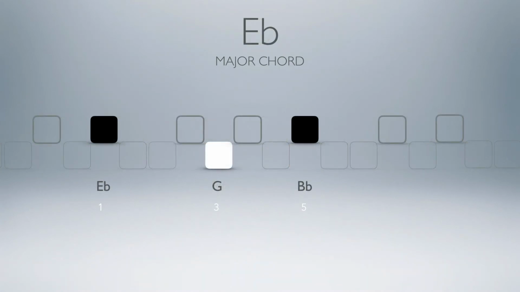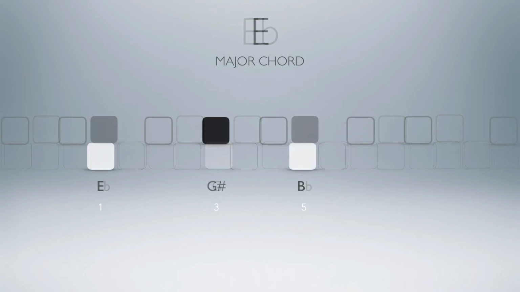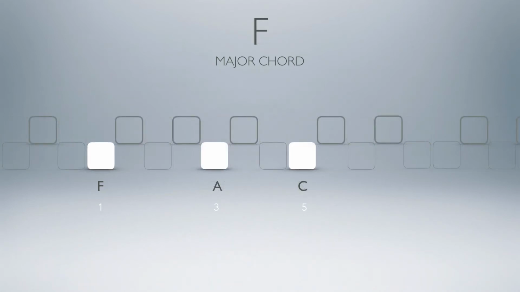The visual pattern of the perfect major chord of E flat is black, white, black. The visual pattern of the perfect major chord of E is white, black, white. The visual pattern of the perfect major chord of F is white, white, white.